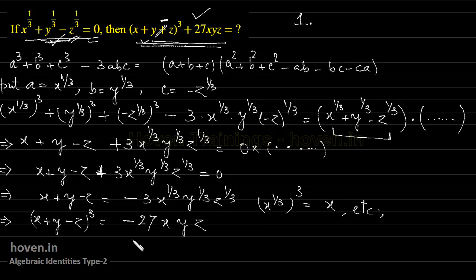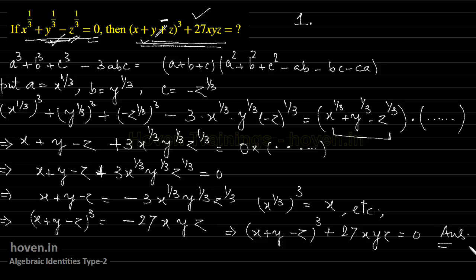So we'll get this. Now you bring 27 to this side, which implies x plus y minus z whole cube plus 27xyz, this value comes out to be 0, which is the final answer. This was all about finding a smart substitution, and after we found this one, then we put in the values and just simplified this expression throughout. Ultimately, we discovered that the answer should be 0.